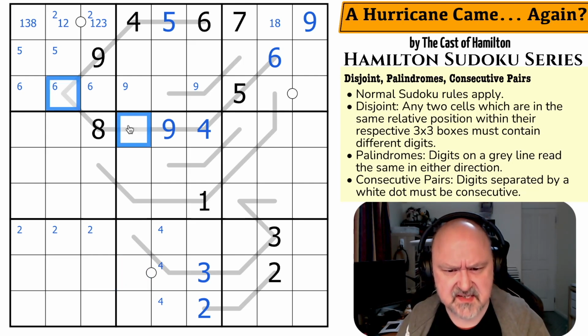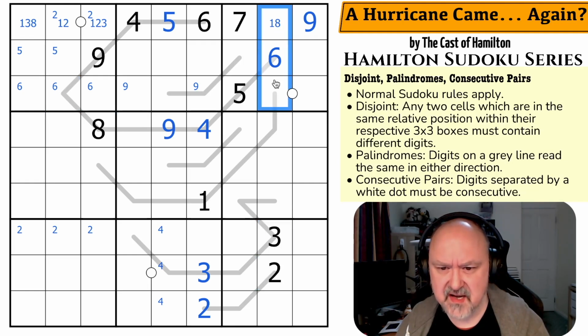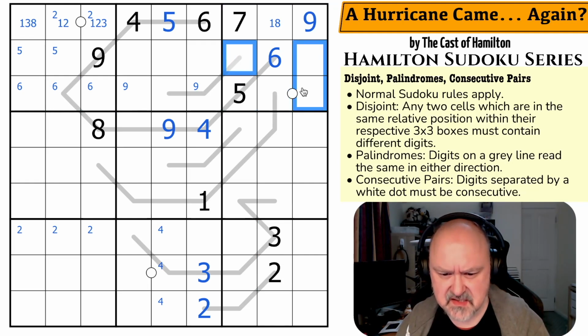If this is a 6, that would be a 6. I think so. So this is a disjoint kicking in, and I'm not sure. 2 and 3 in this box can't be in any of those or those. So they're in these. 3 can't be there. So 3 is in one of those two.